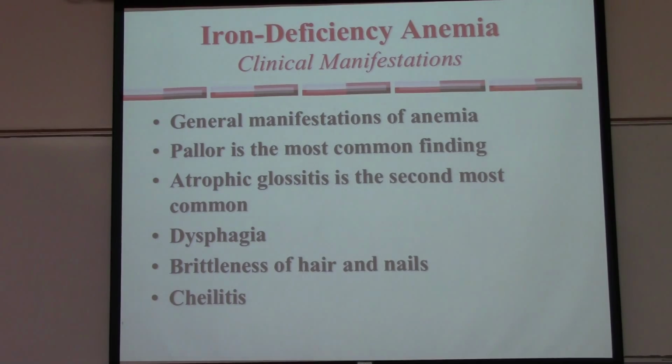Your manifestations: you're going to have, first of all, general manifestations of anemia. We've kind of talked about those. Pallor, paleness, is the most common finding of an iron deficiency anemia. And then atrophic glossitis is the second most common, and that's because of the actual iron deficiencies in the tissues. You do have iron in your tissues. Dysphagia can happen because of, again, lack of iron in the tissues, as can brittleness of hair and nails. And does anybody know what cheilitis is? Inflammation of the lips. Those are symptoms of iron deficiency specifically.